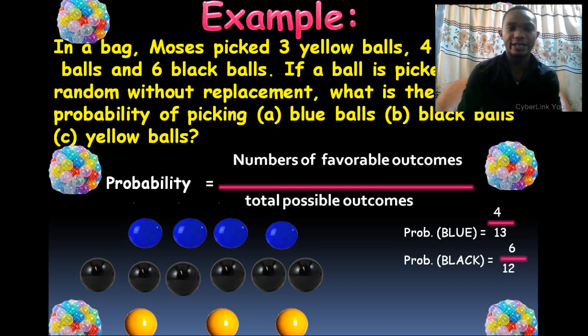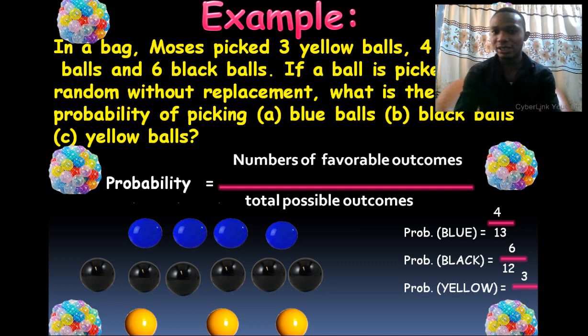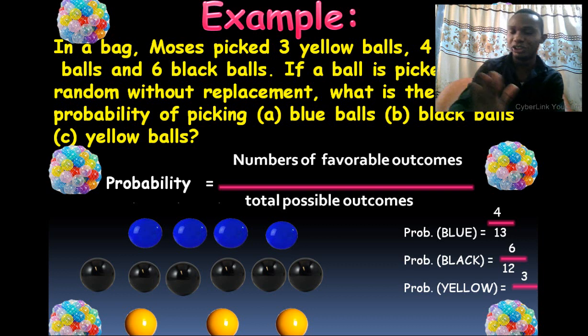Okay, then let's go to the next one. Probability of picking yellow balls will be equal to, how many yellow balls do we have there? 3, right? Now over what? Total possible outcome. That means picking a yellow ball now, the total number will do what again? Will reduce by 1.